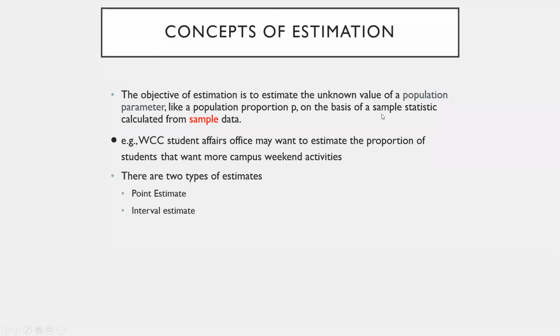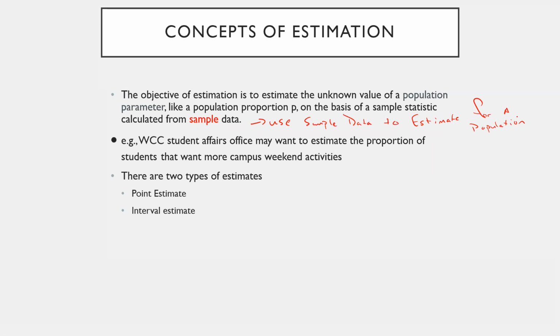All right. So this is kind of just a review of confidence intervals, just so we're clear as we go through this. The objective of estimation is to estimate the unknown value of a population parameter, like a population proportion P, on the basis of some sample statistic from sample data. So we use sample data to estimate for a population. Unfortunately, you can tell this is an old slide, because this wouldn't be effective with COVID anymore.